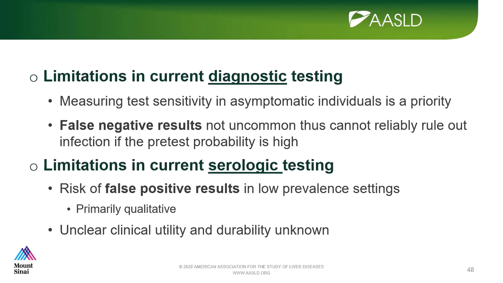And in terms of serologic testing, there is a risk for false positive results, especially in low prevalence settings, and an issue with potential cross-reactivity with other coronaviruses that are much more common. I guess in New York during that period of time, they weren't so common, and they're primarily qualitative. And again, the biggest issue is we have unclear clinical utility and the durability remains unknown.